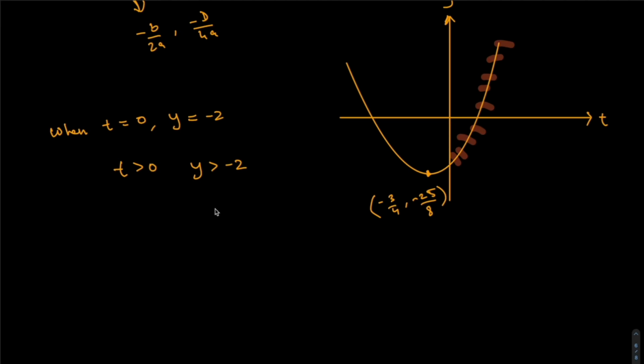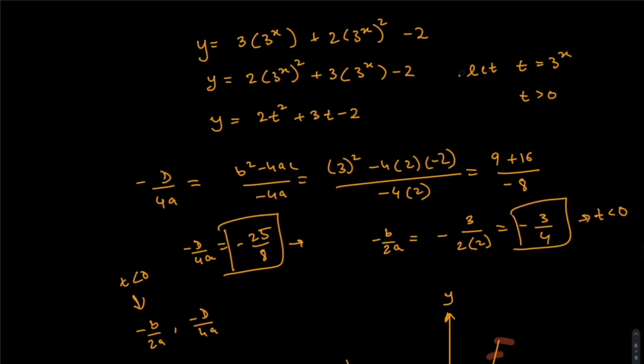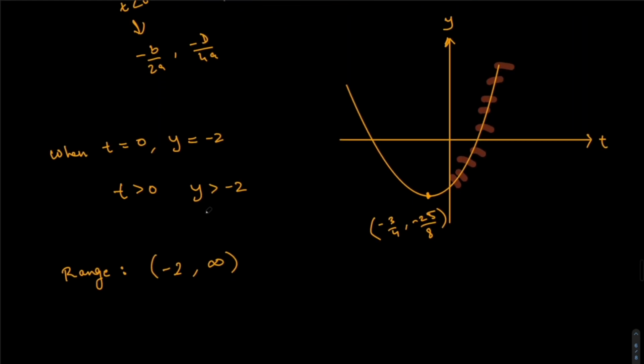So now my actual range, not my new range, my actual range becomes, if I write it like this, range is from minus 2 to positive infinity, and I'm going to put parentheses around both because I'm not including any of them, right? Minus 2 does not count because when t is 0, we have minus 2, and there is no defined value for t equal to 0 right here, because we have put the condition as t greater than 0, right? So our answer to this question is minus 2 to infinity.